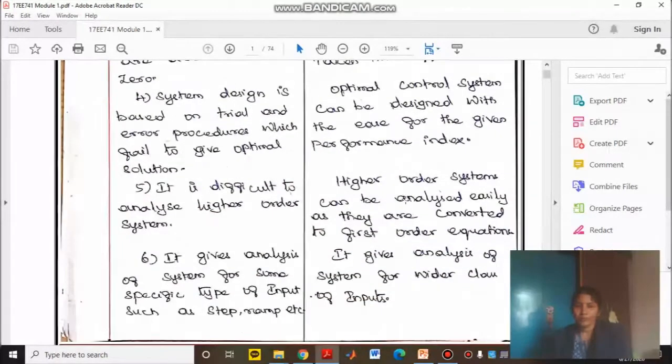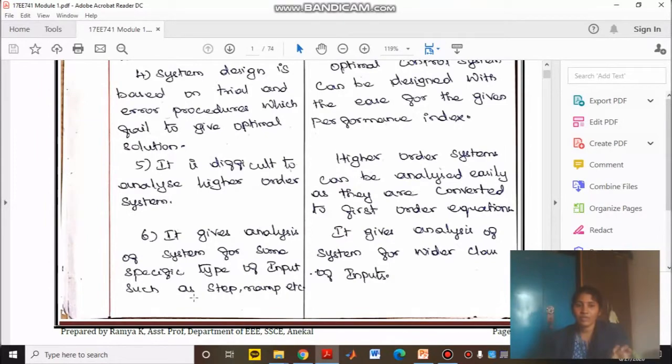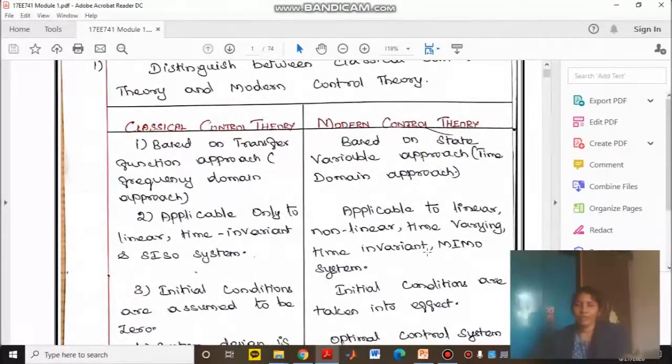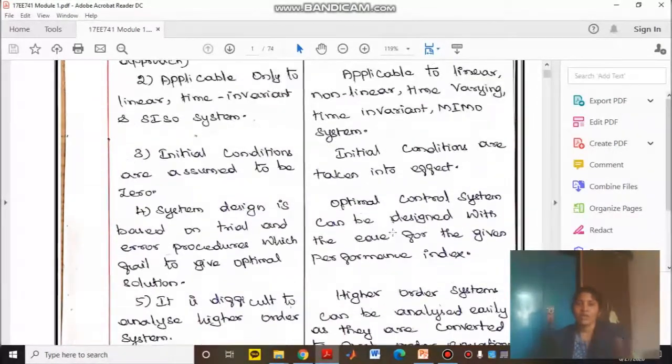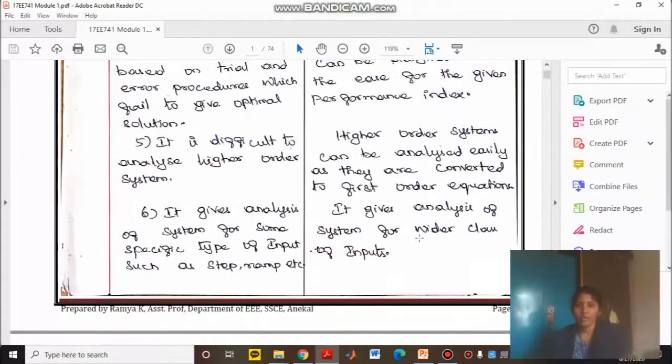modern control theory. And also, classical control theory gives the analysis of the system for a specific type of input such as step or ramp. It is applicable only for single input and single output systems, and the input has to be very specific such as step or ramp. Whereas modern control theory handles a wider range of input parameters, that is, it could be anything. Classical control theory is applicable only to step input or ramp input, whereas modern control theory can be applied to a wider range of input factors.